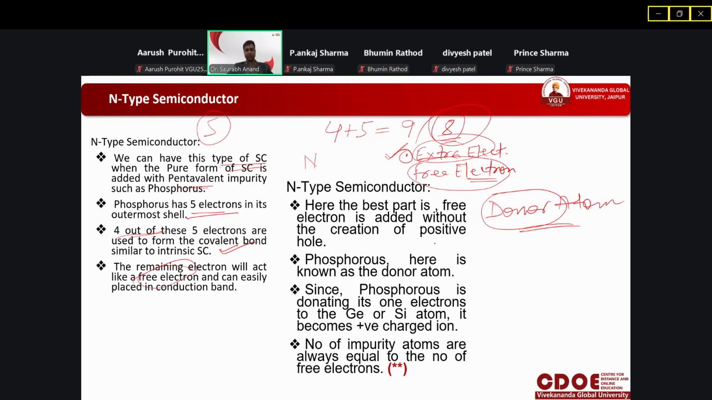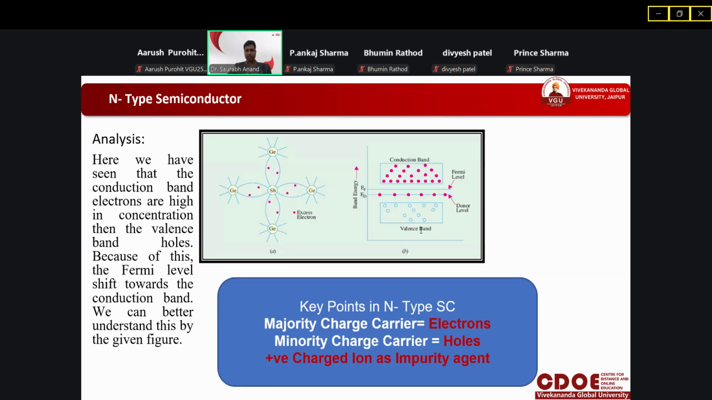Similarly for p-type, this is the structure of how it is being done. Germanium was there, right? So this is an atom of germanium, and this is an atom of antimony, Sb. This is Ge, this is Sb. But this excess electron of Sb is there because it has 5 electrons in the outermost shell.